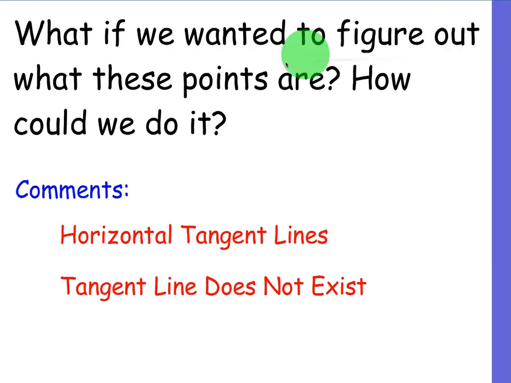We wanted to figure out what these points are. How could we do it? Here's some comments I got previously. Horizontal tangent lines. Very good. Well, if it's level, if the graph has a flat tangent line, there's a good chance it changes direction. Or the tangent line does not exist at all.